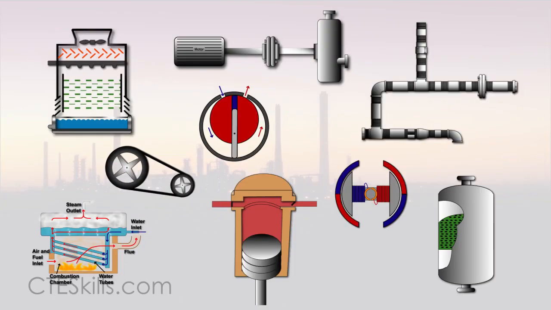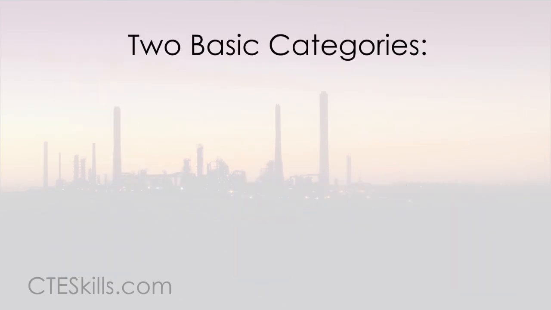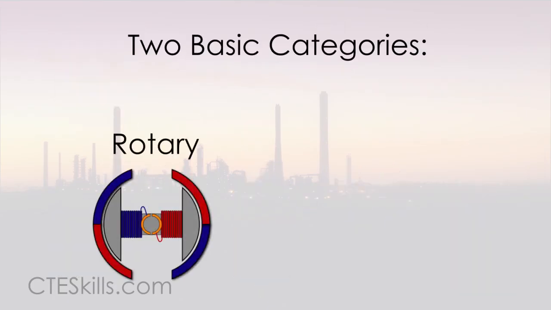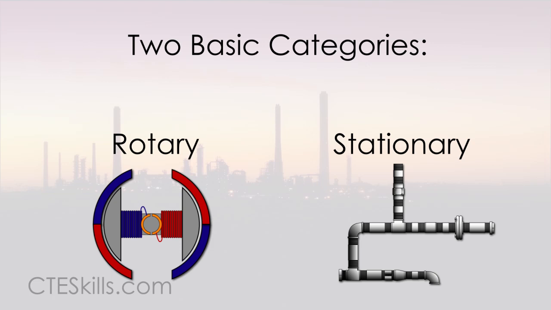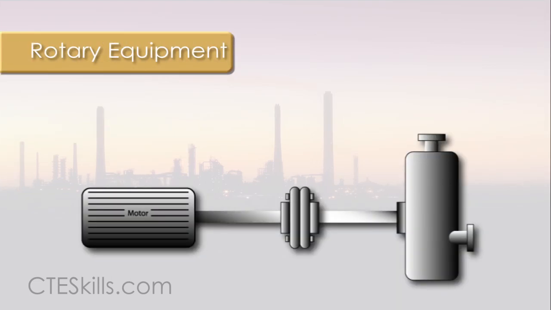Although there is a wide variety of equipment, they can all be broken down into two basic categories, rotary and stationary. Rotary equipment is distinguished by circular movement.